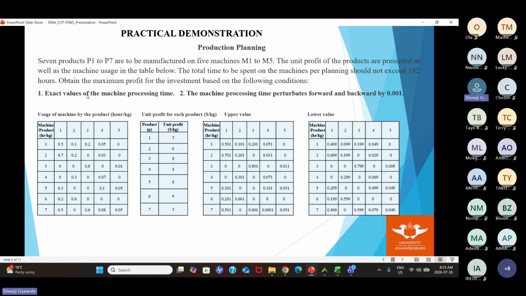is the exact values of the machine processing time. So this is the exact value: 0.5, 0.1, 0.2, 0.05, 0, and so on like that. That is the exact value. Now, what determines the usage of machine? What determines the amount of hours they are going to spend on a particular machine? The speed of the operators.